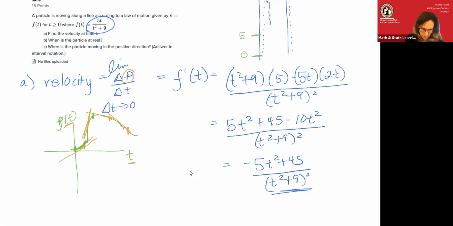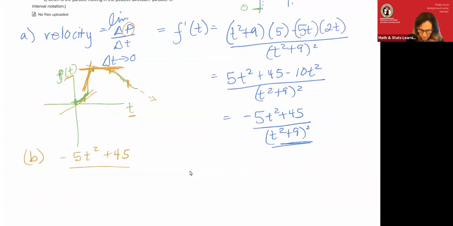Given all that, we want to know, when is the particle at rest? From the drawing here, if the derivative is positive, it's going in one direction. If the derivative is negative, it's going in the negative direction, back towards 0. So it would be at rest when the derivative is equal to 0, or when the slope of the line is equal to 0. So we have negative 5t squared plus 45.